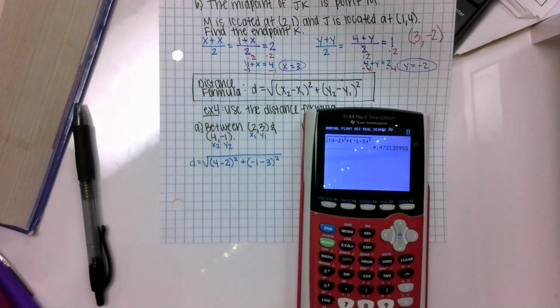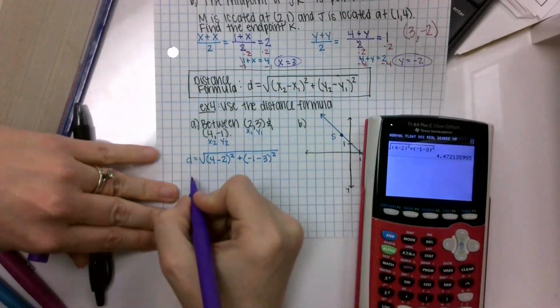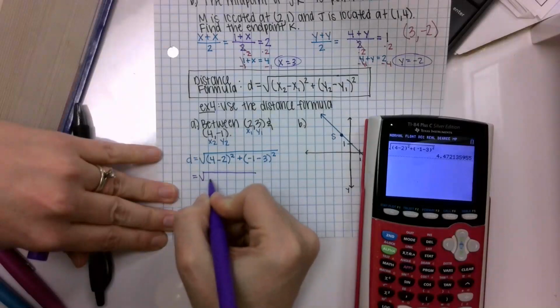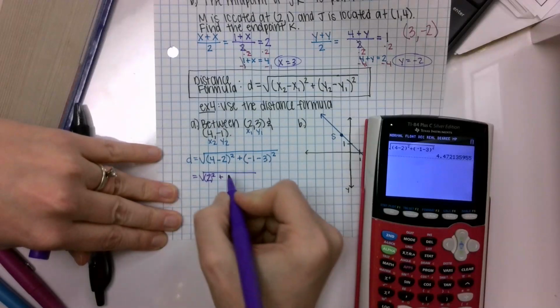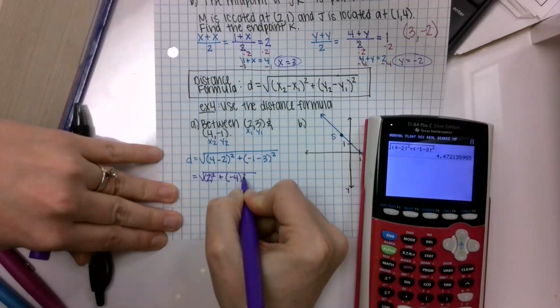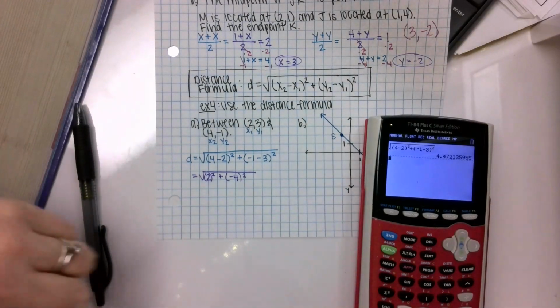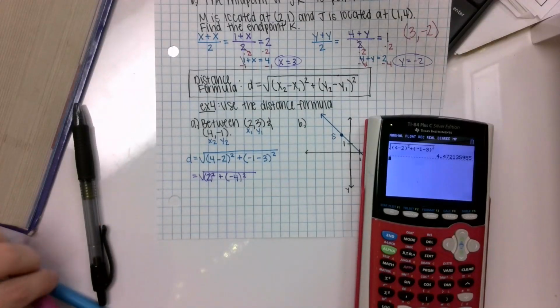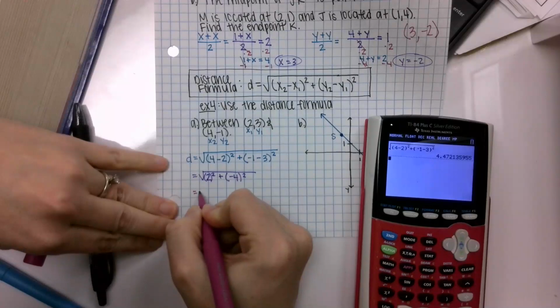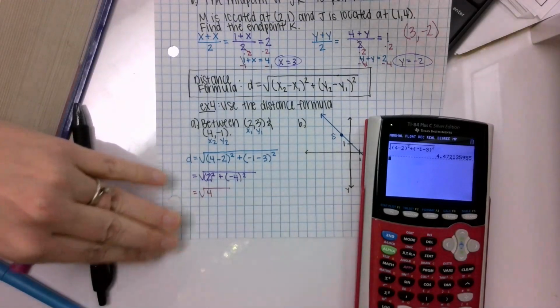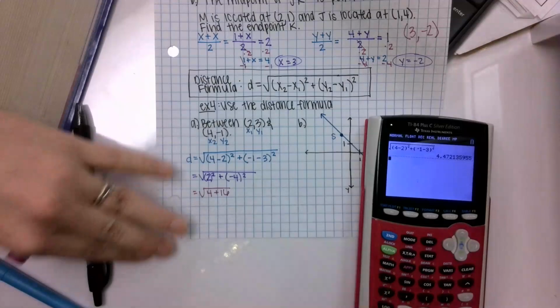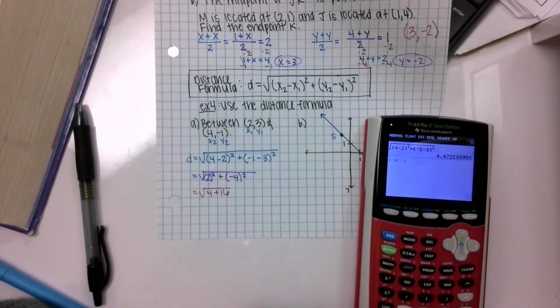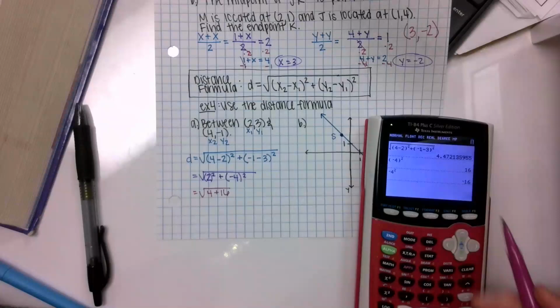simplify your parentheses. So 4 minus 2 is 2, so that's 2 squared, plus negative 1 minus 3, that's negative 4 squared. Okay, and then from there I got 2 squared, that's 4, and negative 4 squared, that's 16. Just in case you don't believe me, with negative 4, it is very important you put parentheses. If you don't put parentheses, it's wrong. See how I got a different answer.